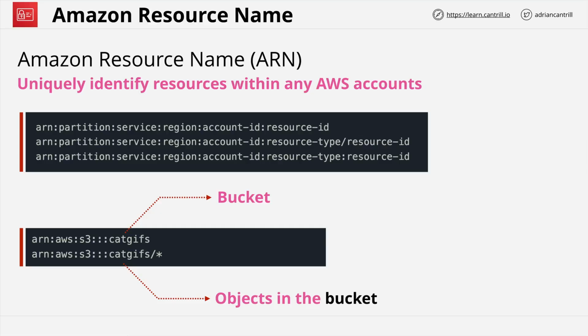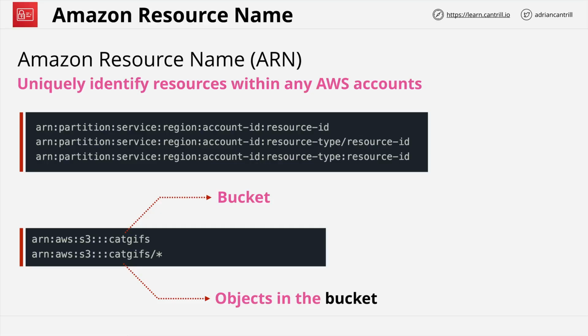ARNs are collections of fields split by a colon, and if you see a double colon, it means that nothing is between it. It doesn't need to be specified. So in this example, you'll see a number of double colons because you don't need to specify the region or account number for an S3 bucket because the bucket name is globally unique.